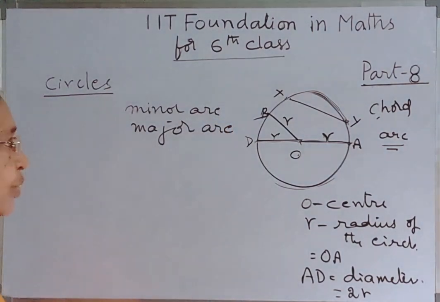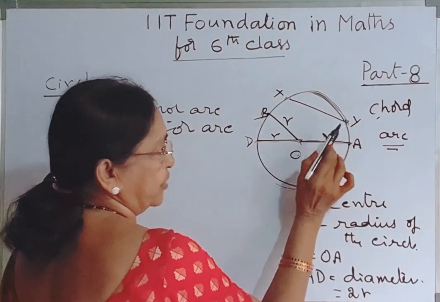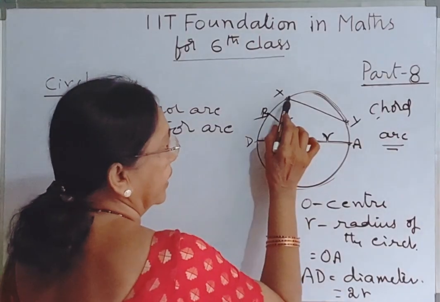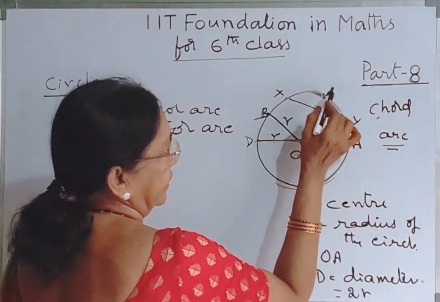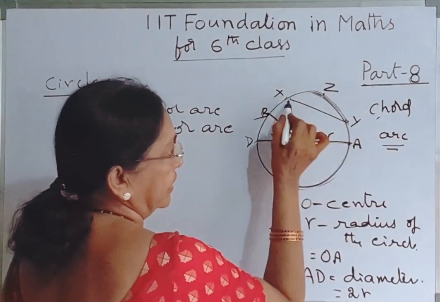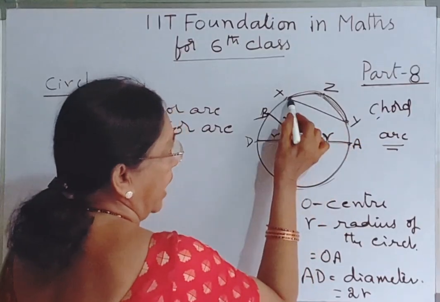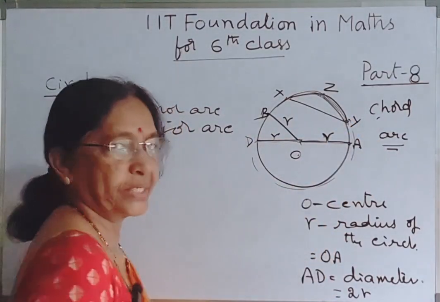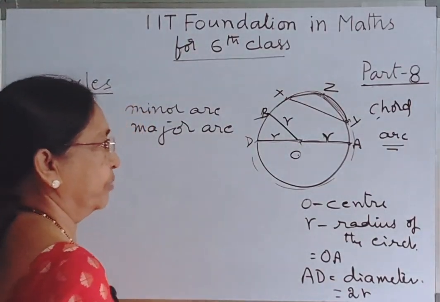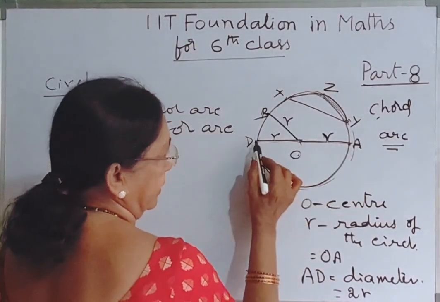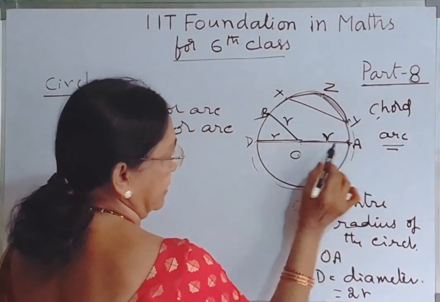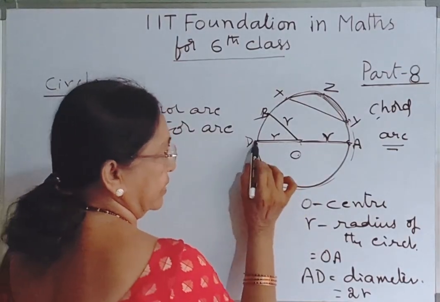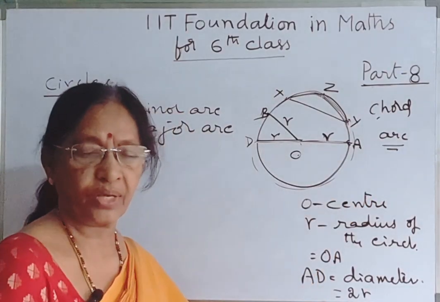Major arc. So XY, the line segment XY, is called a chord, and XZY is called a minor arc, and XBDAY is called a major arc. These are the portions. And AD, A is a point on the circle and D is also a point on the circle. So AD is also a chord.